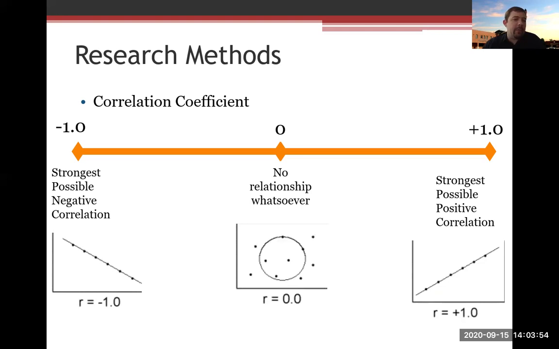On the other hand, we can move to the left side of this and we can have a -1 correlation. And again, we have a straight line, it's just moving in the opposite direction. It is still absolutely perfect. It's just a perfect negative instead of a perfect positive. So -1 and +1 are both considered perfect.